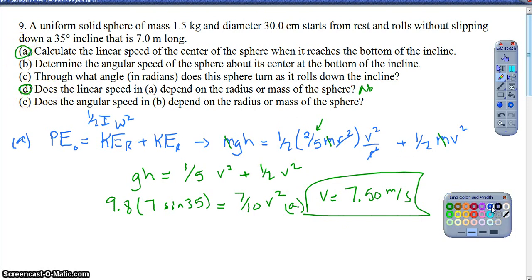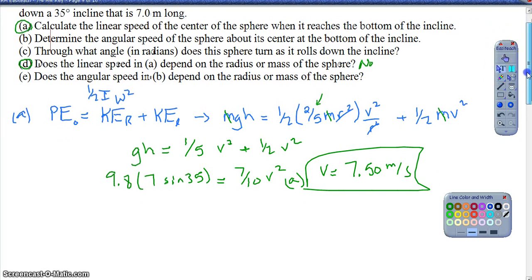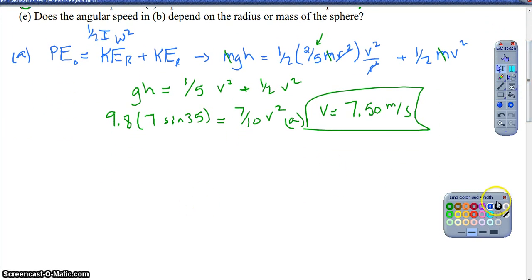So then for part B, determine the angular speed of the sphere about the center at the bottom of the incline. Don't make this worse than it has to be, right? Don't think we have to, again, reinvent the wheel here. No pun intended, right? But we don't have to reset everything. Instead, for part B, once I know the linear velocity at the bottom, isn't the linear velocity of the center of mass just going to relate to the radius times the angular velocity, as we've seen before, right?